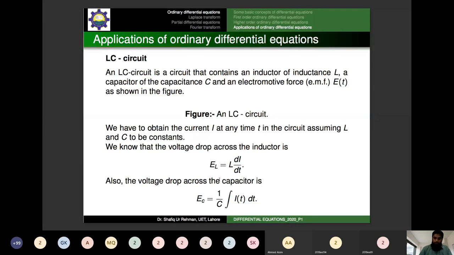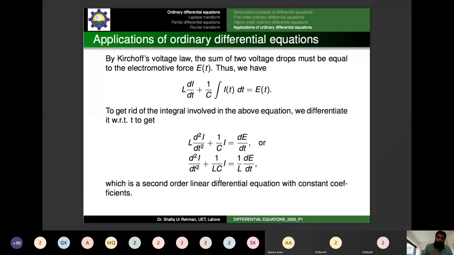And then, using Kirchhoff's voltage law, the sum of the drops must be equal to the electromotive force. To combine them, E. So again, we see that yes, there's an integral sign over there, so we are interested to get rid of that.